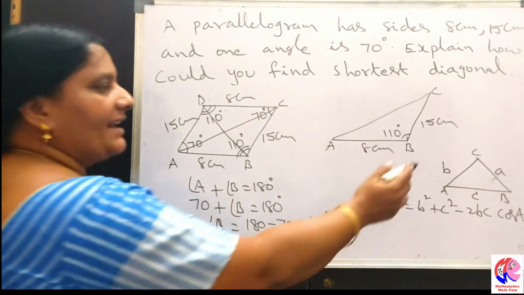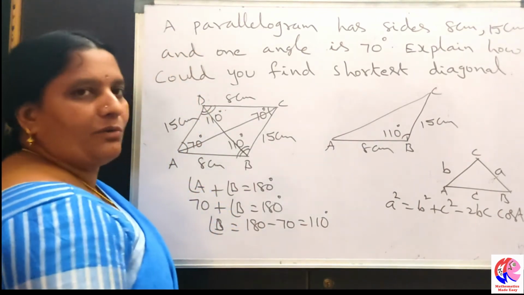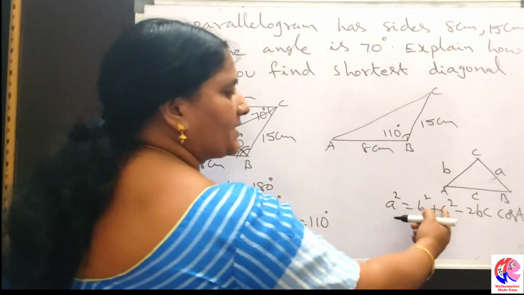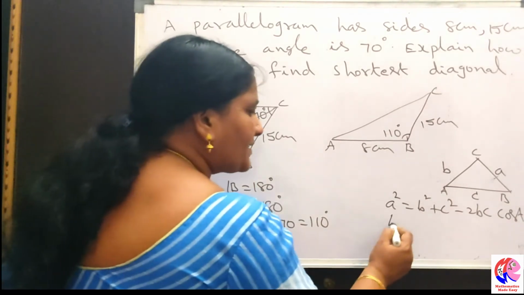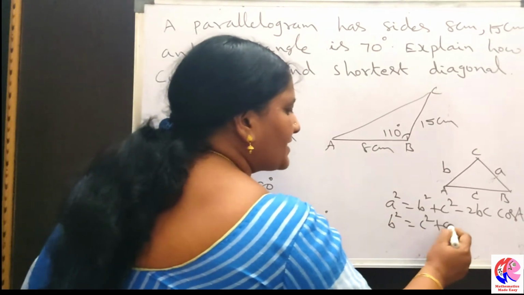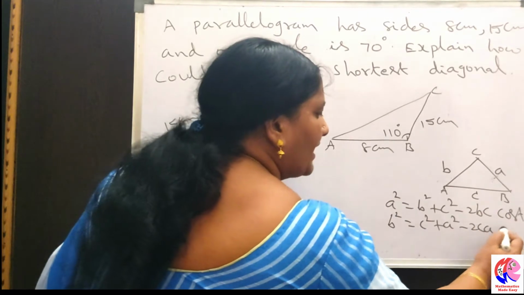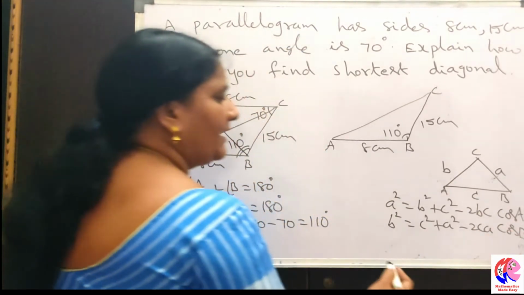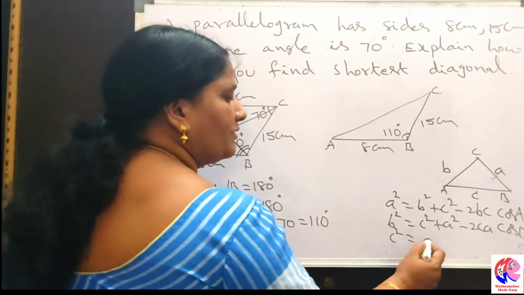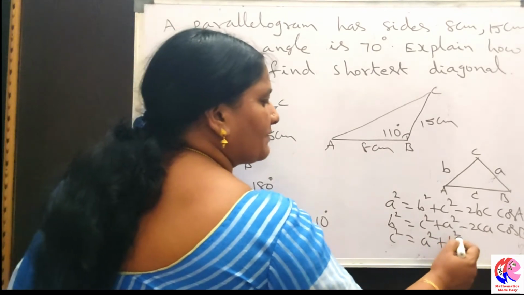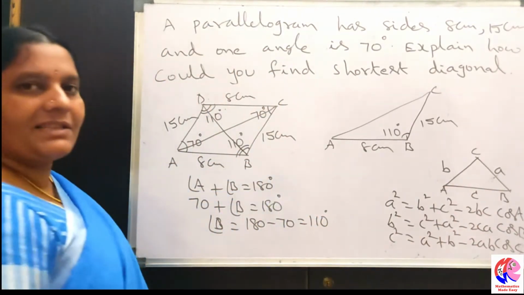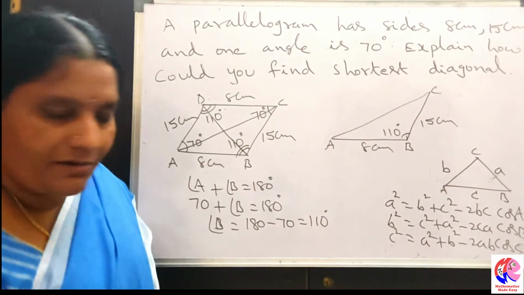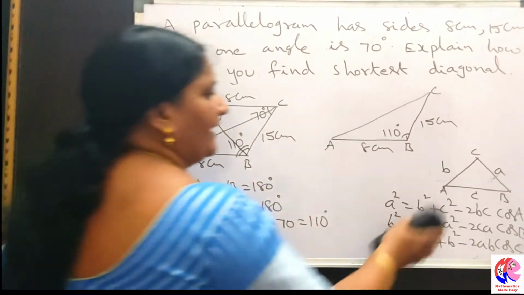In this triangle ABC, we can apply the cosine rule. a square is equal to b square plus c square minus 2bc cos A. And b square is equal to c square plus a square minus 2ca cos B. c square is equal to a square plus b square minus 2ab cos C. So this is called the cosine rule. Now, coming to the triangle ABC.